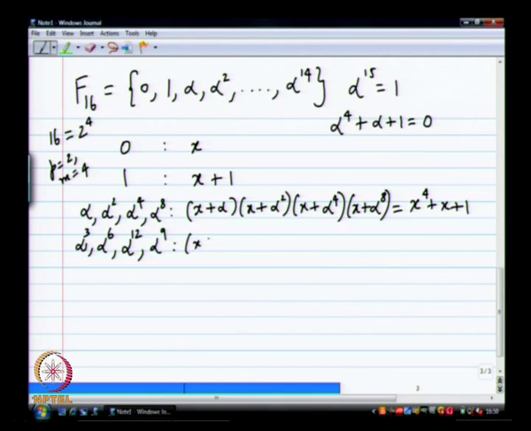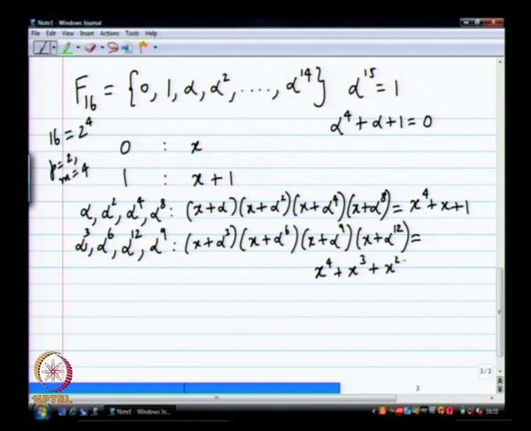Okay, so if you do this calculation, I know the answer of this calculation, but for those who do not know, it is a little bit more difficult to do. You would get this answer. Okay, so x power 4 plus x power 3 plus x squared plus x plus 1. So that is the minimal polynomial corresponding to alpha power 3.